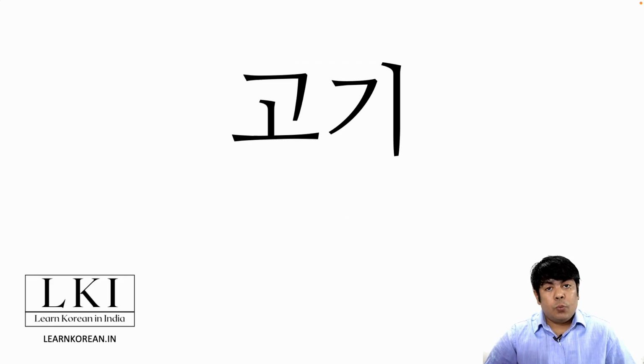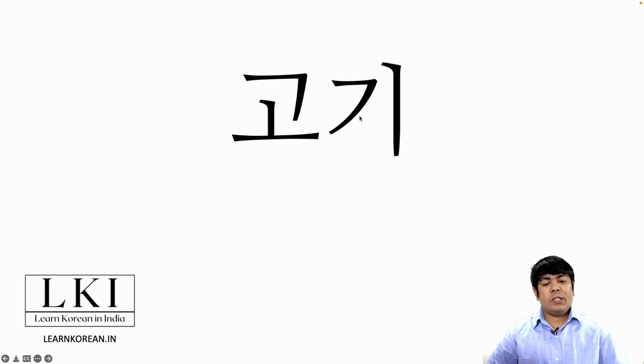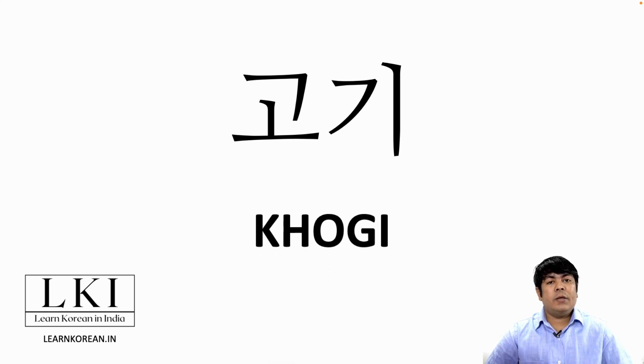Let's look at one more word. Here we have two k characters. One is in the beginning and one is in the middle, somewhere else, not in the Pachim. So the first character will be pronounced like k, the default sound, and the second character will be pronounced like g. So the pronunciation of this word will be khogi. Khogi means meat.